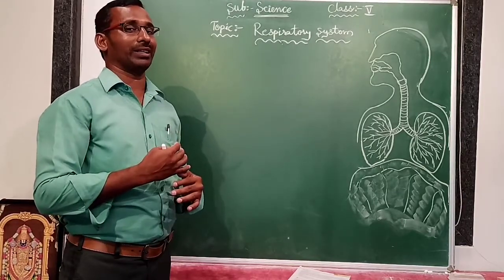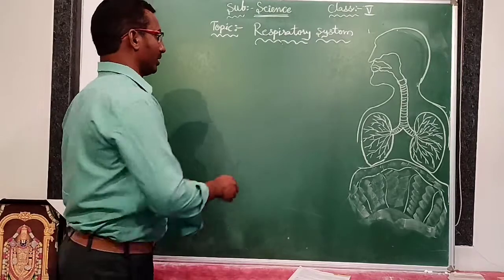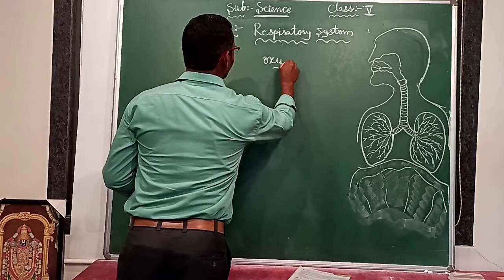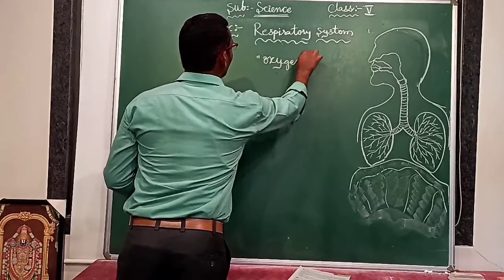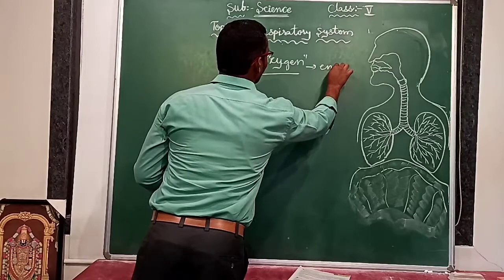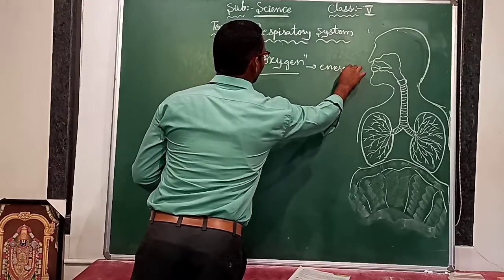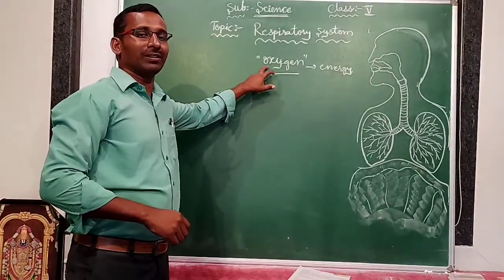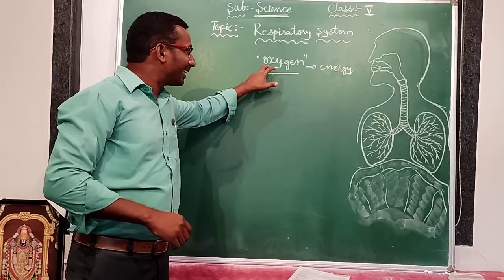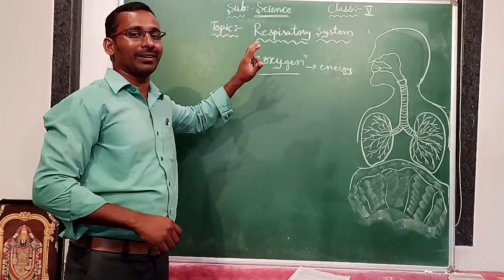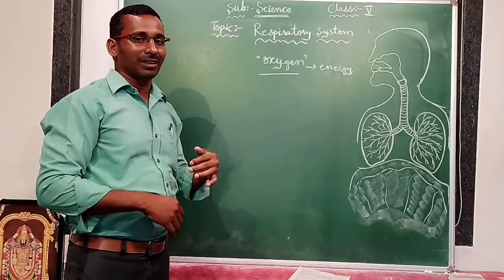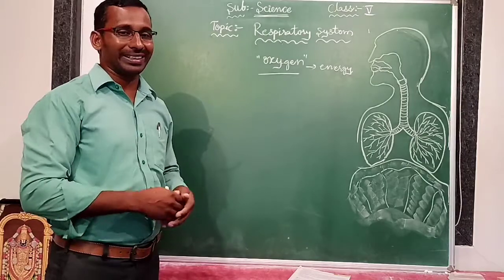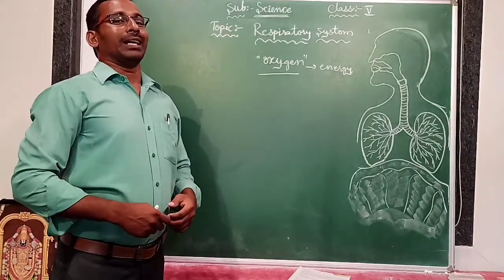How is it converted into energy? With the help of oxygen. With the help of oxygen, the food we take is converted into energy. Is it clear? How are we getting this energy? How are we taking this oxygen into our body? How are we taking it inside? Yes, with the help of the nose. Do you have a nose? Yes. We are taking breath inside. Like this. Is it right?